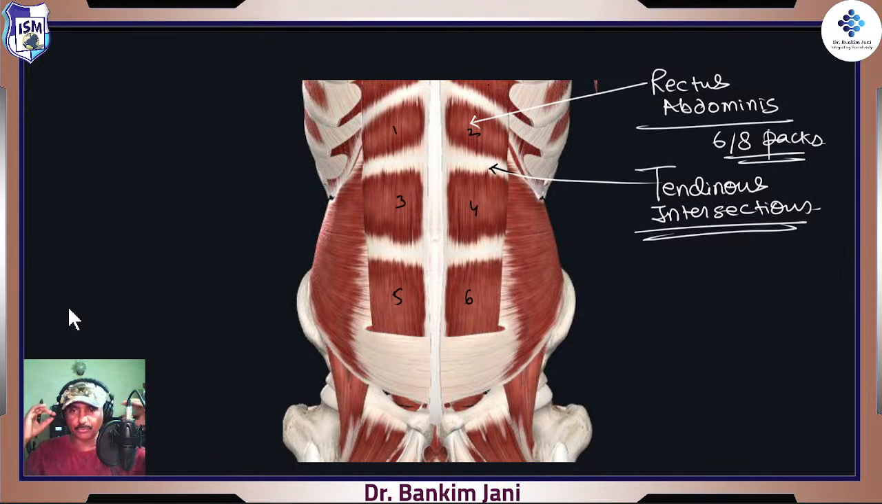So when you do a crunch, it's not like the entire rectus abdominis comes out, right? That is because of this tendinous intersection. And one more interesting thing: this rectus abdominis is covered by rectus sheath. That rectus sheath covers it anteriorly as well as posteriorly, right? Again, it is a big topic. Yes, we'll be discussing it at a later stage.